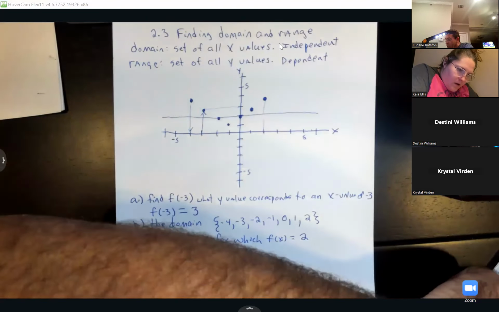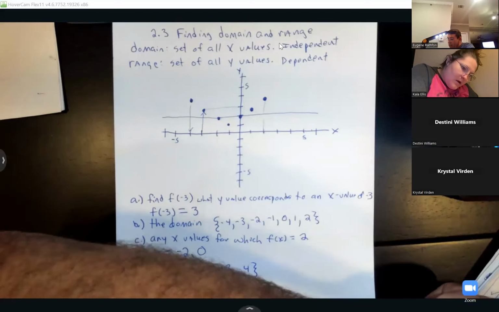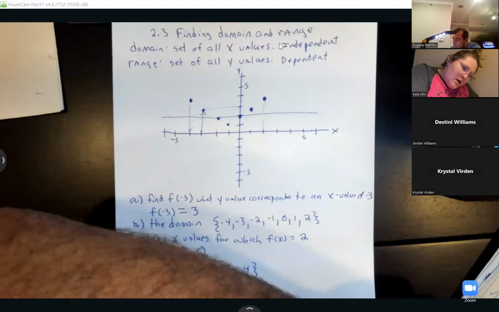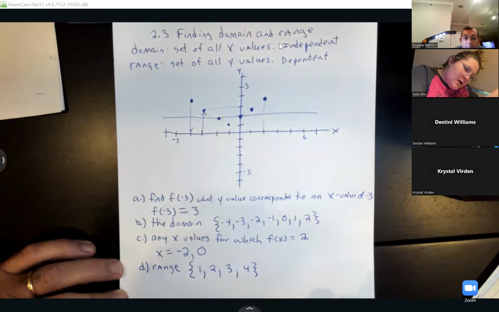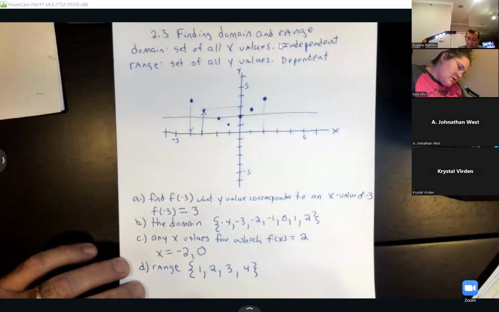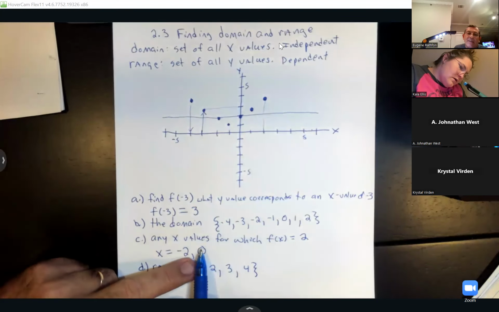All right, let me let one in real quick. Hey, can we revisit C again? Can we do the what? Can we revisit C again? Because it says for any x value for which f of x equals 2.